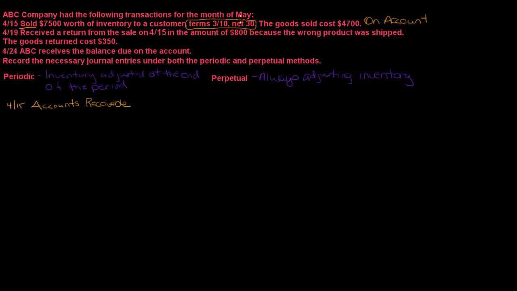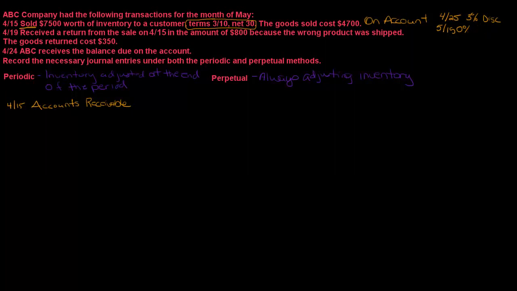And what does terms 3/10 net 30 mean? Well, what that means is that we've got 10 days to pay. If we pay within that 10 days, we get a 3% discount. So if the customer pays by 4/25, the customer gets a 3% discount. The customer has 30 days to pay the net amount. So if the customer does not pay by 4/25, the customer could pay by 5/15 and get zero discount.